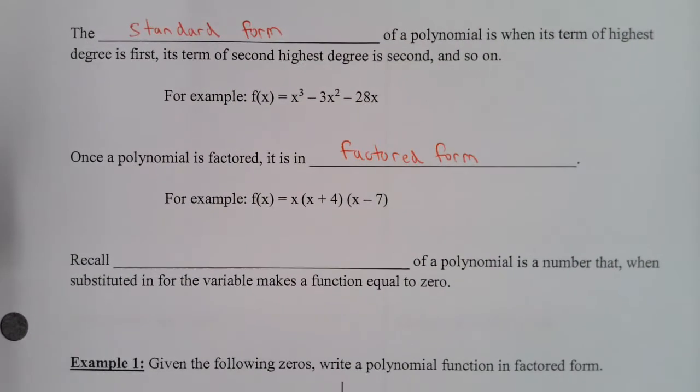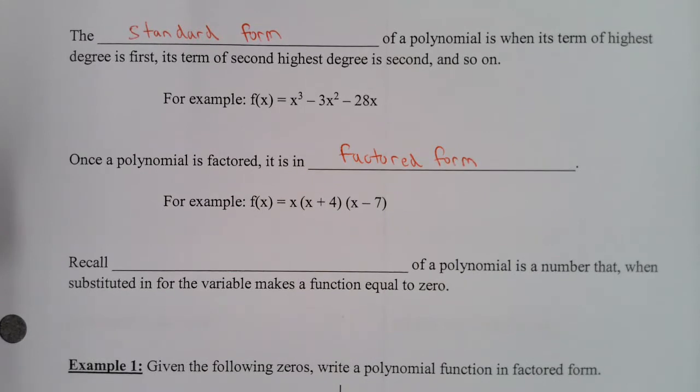Also, recall a zero or a root of a polynomial is a number that, when substituted in for the variable, makes the function equal to 0. It's called a zero or a root.